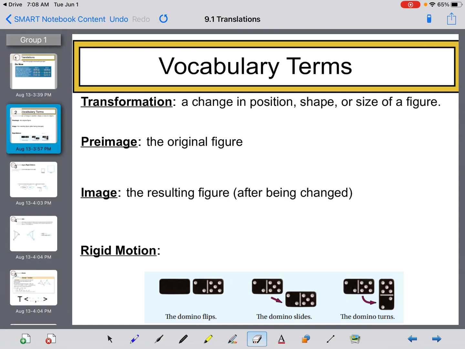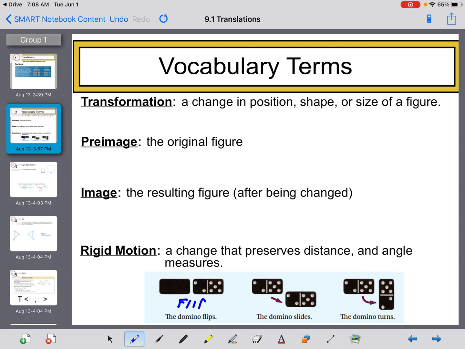Okay? And then something called rigid motions. That's exactly what this entire chapter is on. A translation is part of our rigid motions. That's a change that preserves distance and angle measures of your figure. So your rigid motions are like these, which are a flip, okay, a slide, or a turn, or a rotation.